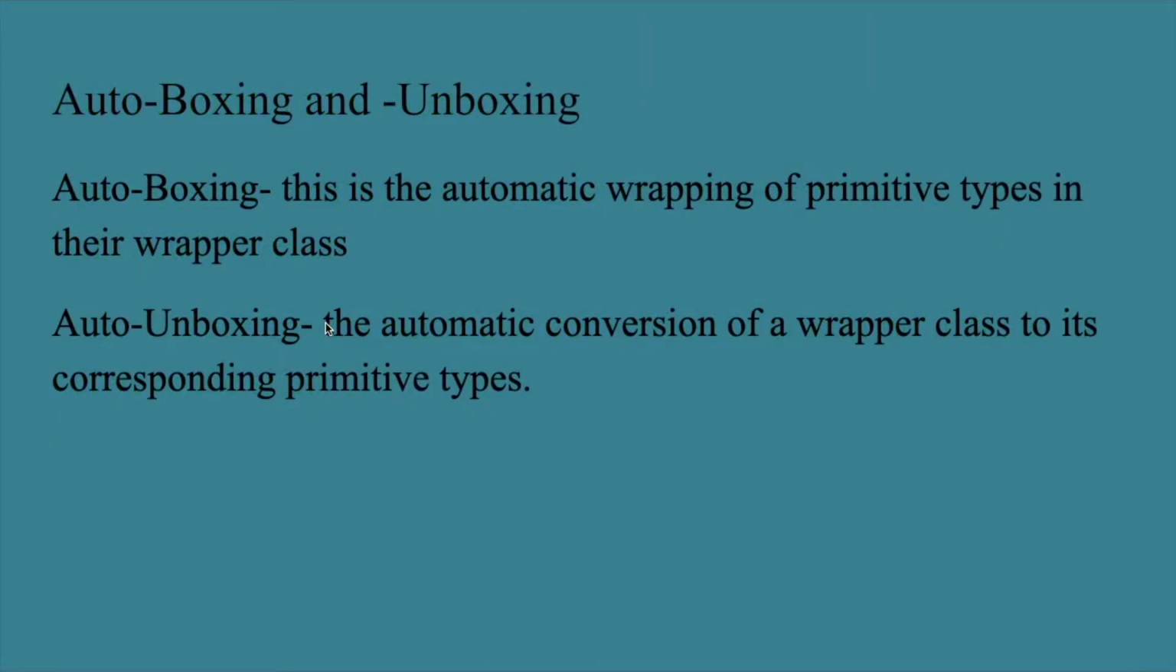Alright, so auto-boxing is the automatic wrapping of primitive types in a wrapper class. Auto-unboxing is the automatic conversion of a wrapper class to its corresponding primitive type. That's just telling you how the code pretty much works.